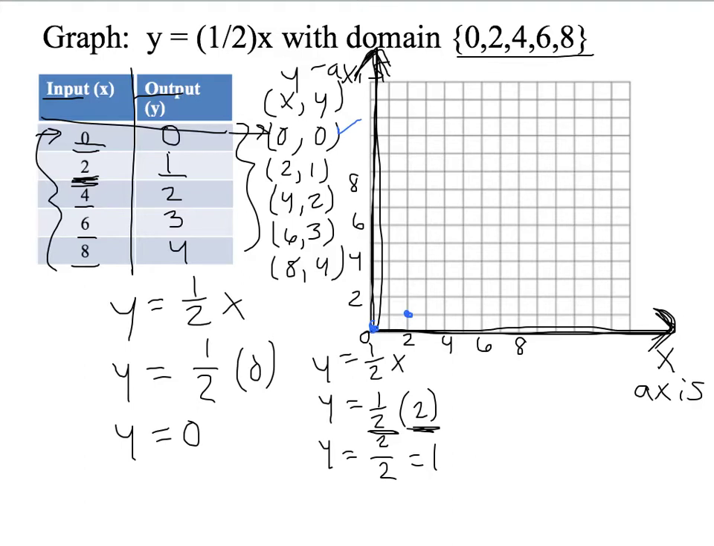Our third point is 4, comma, 2, so your x value is 4, your y value is 2. So we go over 4 on the x-axis, because that's our x value, and we go up 2, and you'll have a point right there. Then we have 6, 3, so we go over 6 on the x-axis, up 3 on the y-axis. Put a point there. And our last one is 8, 4, so we go over 8 on the x-axis and up 4 on the y-axis.